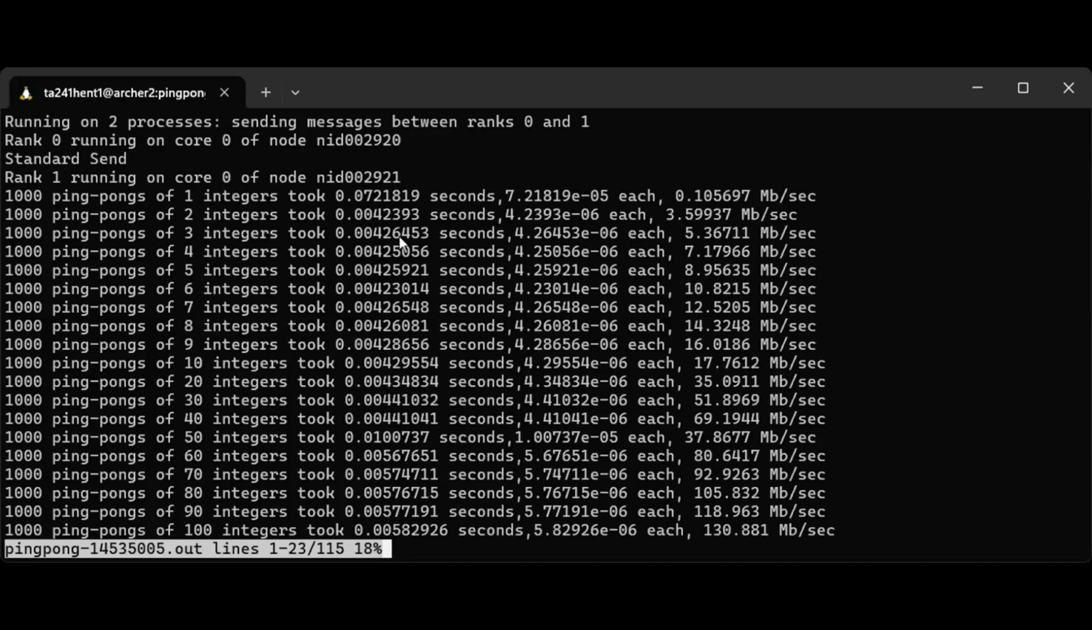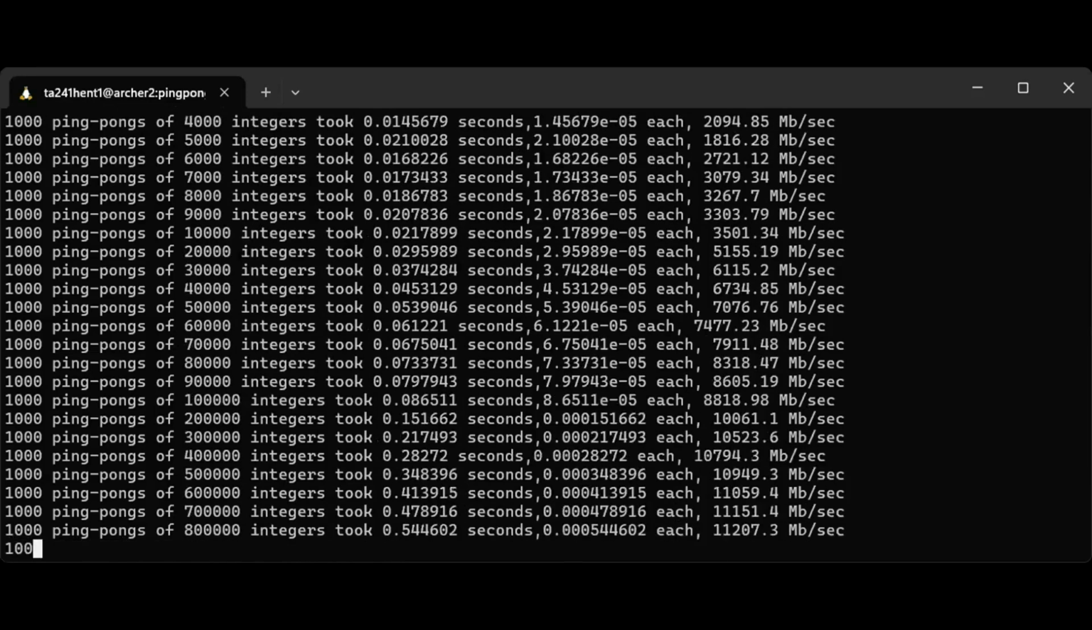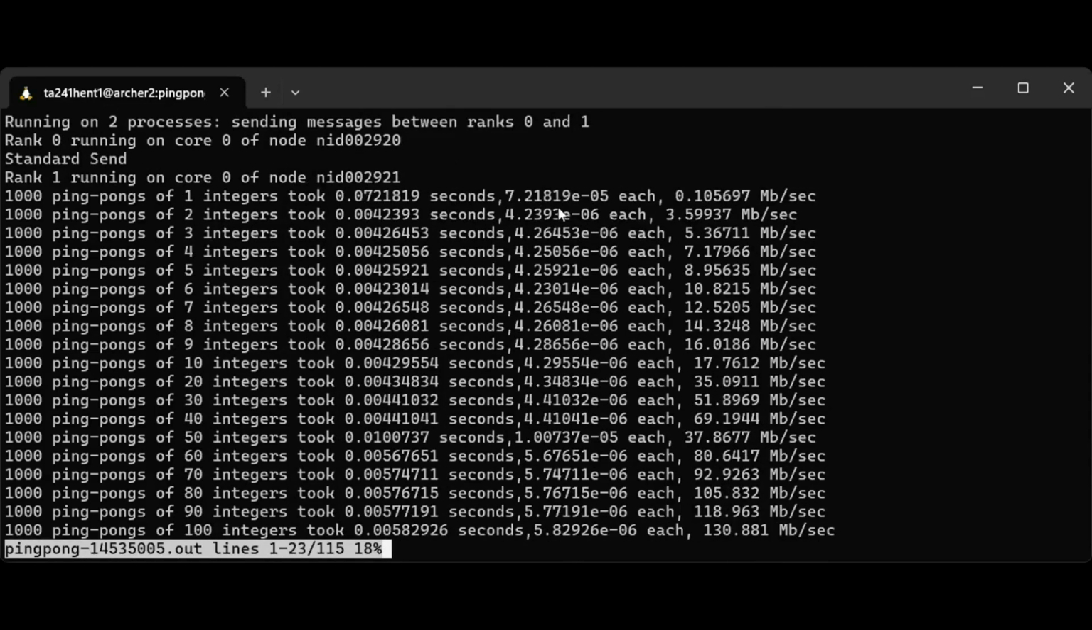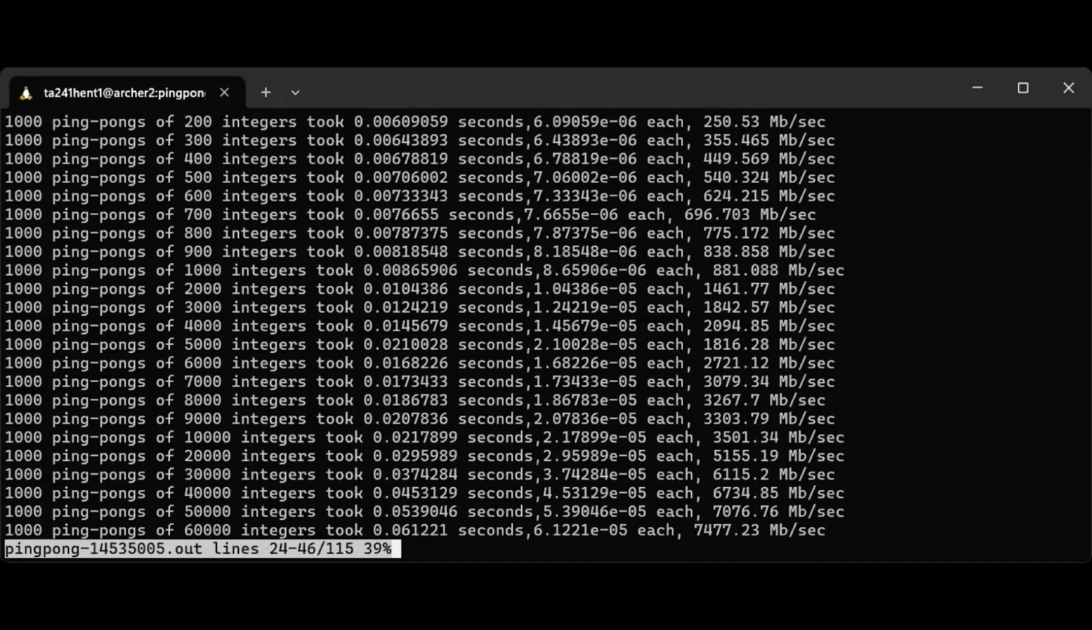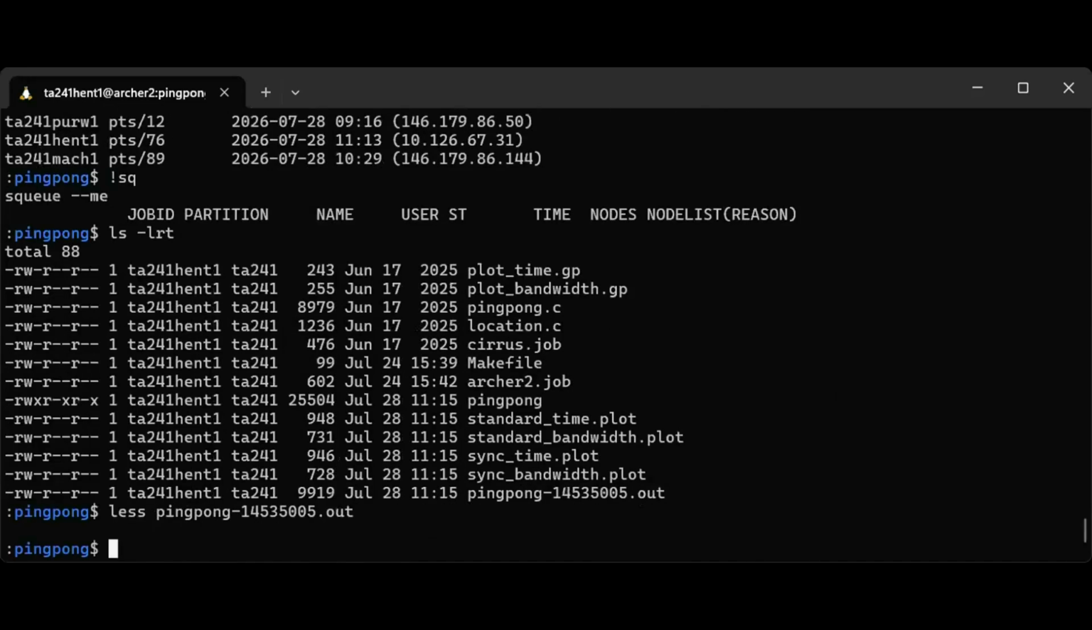It runs lots of ping pongs, and it gives you the results here. That data. So you'll see that. It's giving you some results here, but actually it produces some files which you can plot.